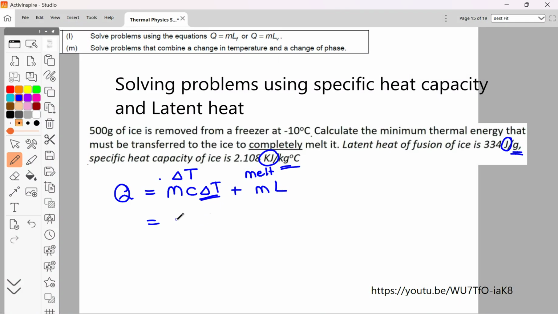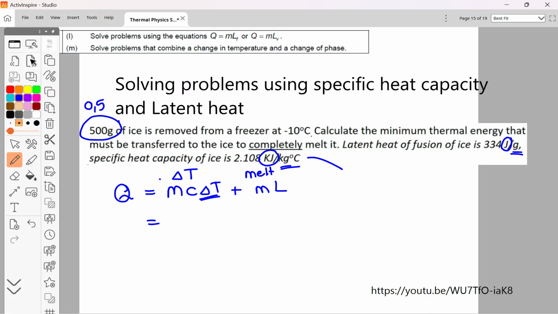Now we're just going to fill in our values. If you choose to work in kilograms, then you need to change this value into kilograms, so that would become 0.5. If you do everything in grams, that's absolutely fine, but then you must change this one into grams here. Sorry about that. So I've got the answer here.